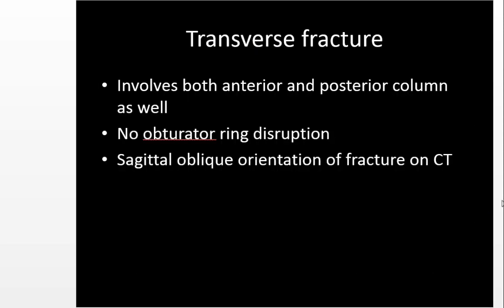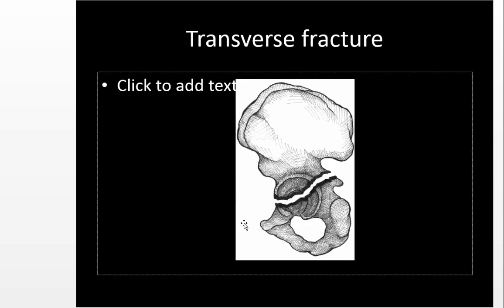So a transverse fracture, again, involves the anterior and posterior column, but there's no obturator ring disruption. The fracture plane remains in the sagittal oblique orientation on a CT. So it's just like a T-shaped fracture, but there's no obturator ring disruption. That's what a transverse fracture looks like. It looks exactly like this. It involves the anterior and the posterior column, but there's no obturator ring disruption and no extension to the iliac bone.